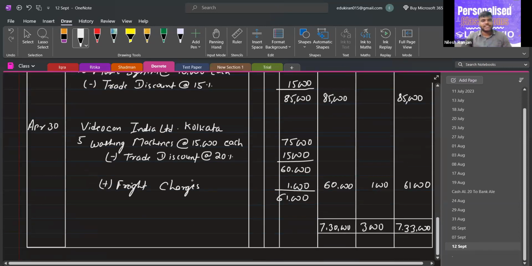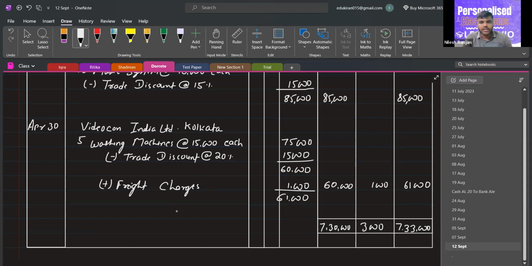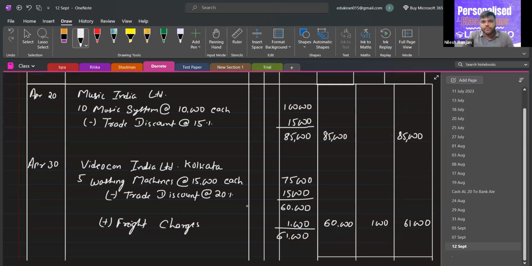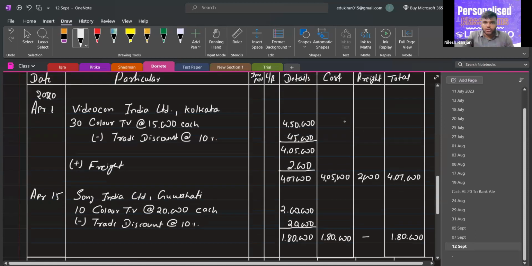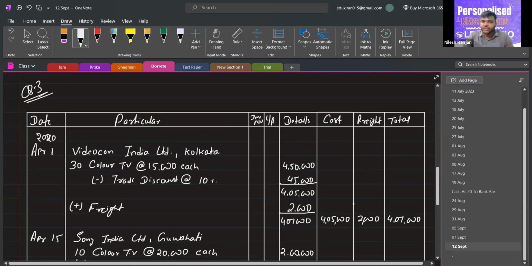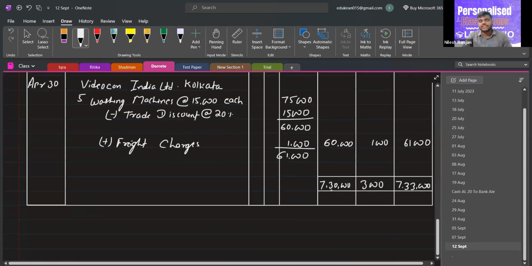Now, after 60,000, there is a freight of 1,000 given in the question. So it is 61,000, and we have classified it in different columns. So 60,000, 1,000, and total is 61,000. After that, we will total all the columns, all 3 columns, cost, freight, and total, and we will get this: 7,30,000, 3,000, and 7,33,000.